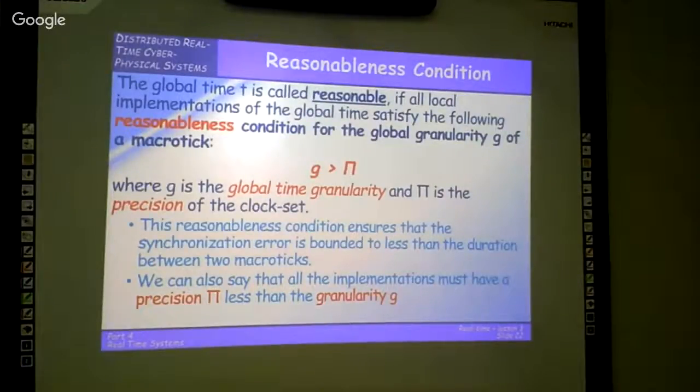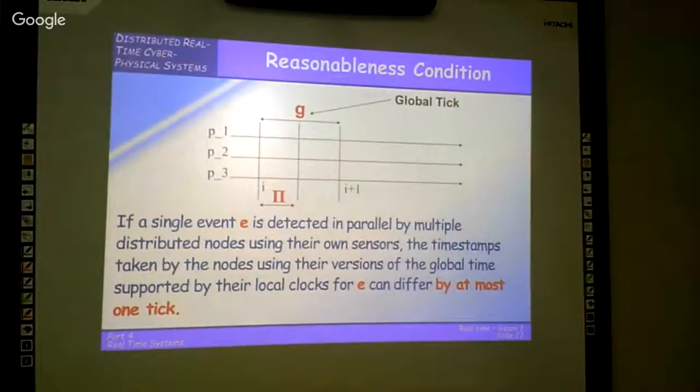And the synchronization error being less than the duration between two ticks has a very fundamental property. I mean, a way out is I make my clock synchronization, I see that I can reach a precision of 1 microsecond. So I think, well, I can use a global clock with a granularity of 3 microseconds. Okay. But if we are able to do that, we can really do a very important thing. Say g is the granularity of the macro tick, while Pi is the precision between any two clocks here.